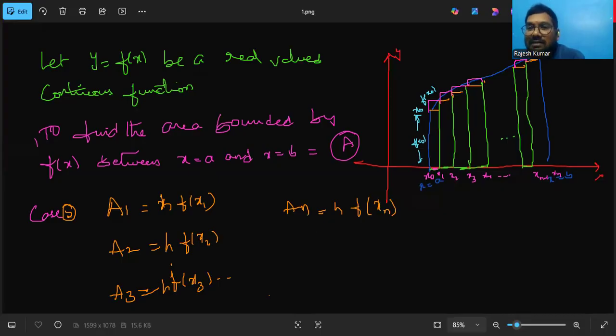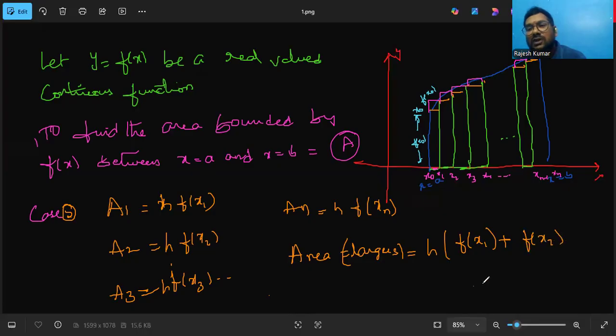I can say that the total area, I'll write it as the largest, is equal to h into f of x1 plus f of x2 and so on plus f of xn. Let it be equation 2. Now the doubt arises. In case 1 you wrote areas with the smallest, now you wrote areas with the largest. What is the difference between them?